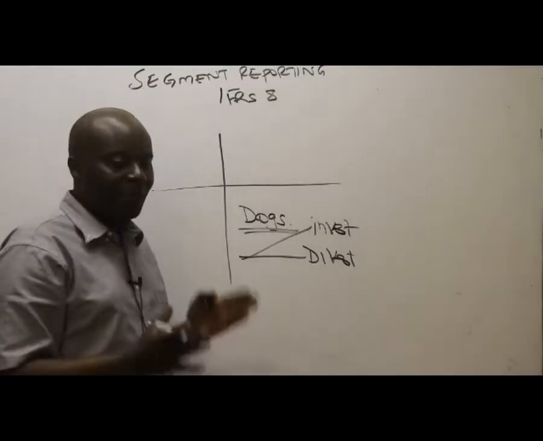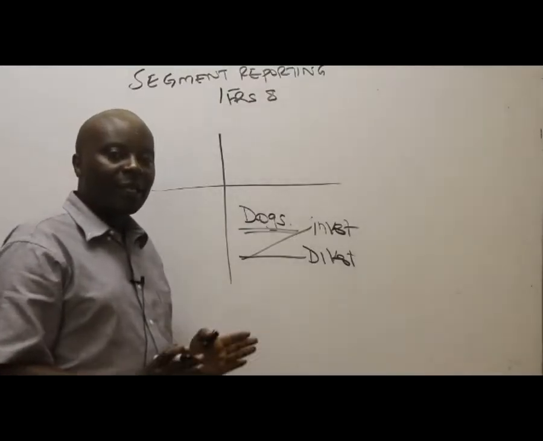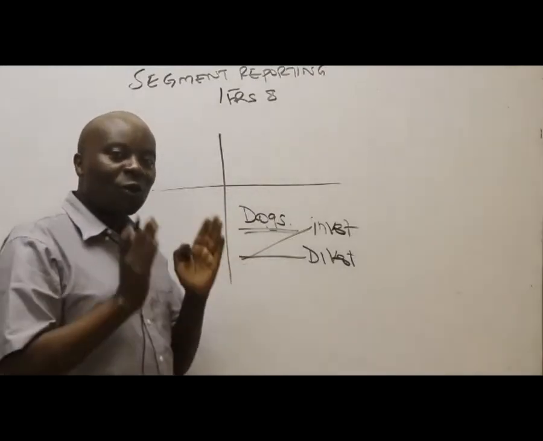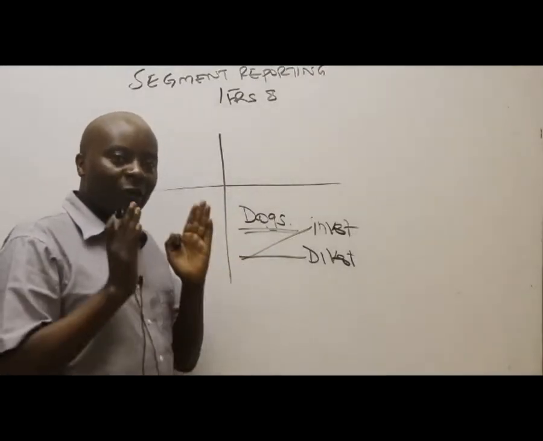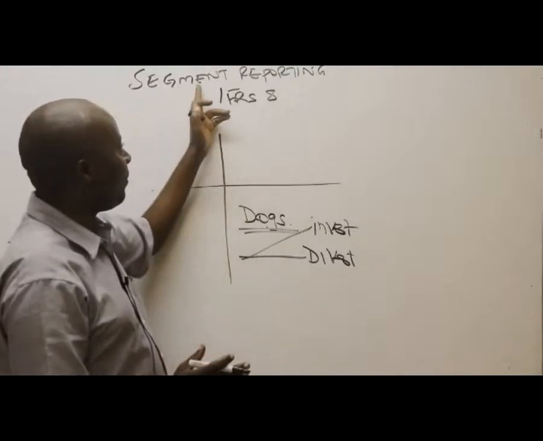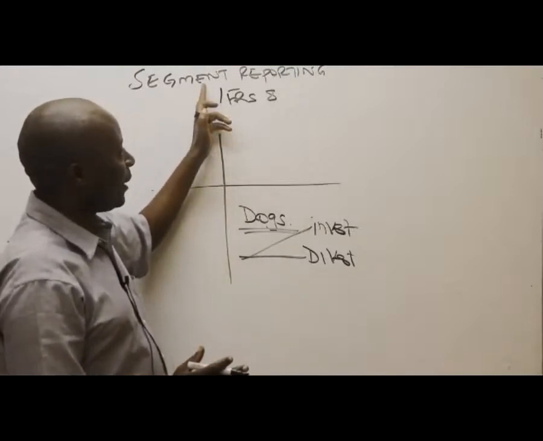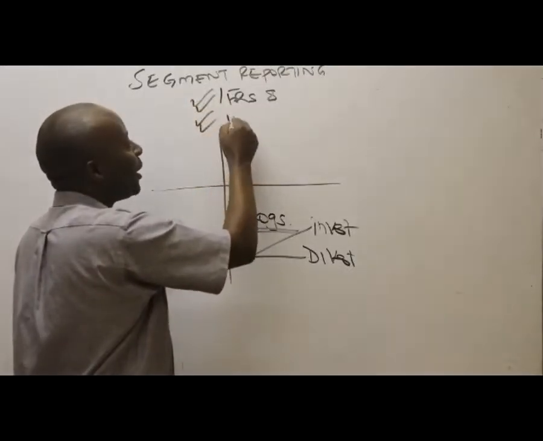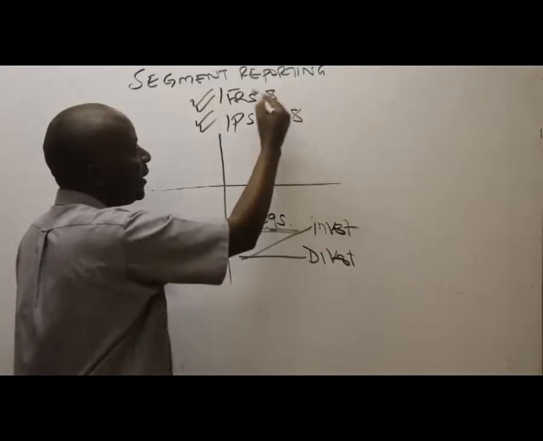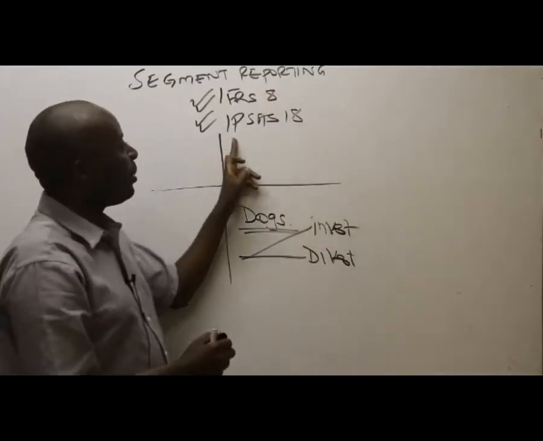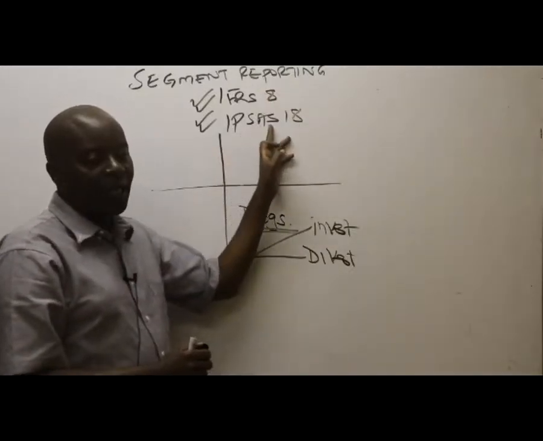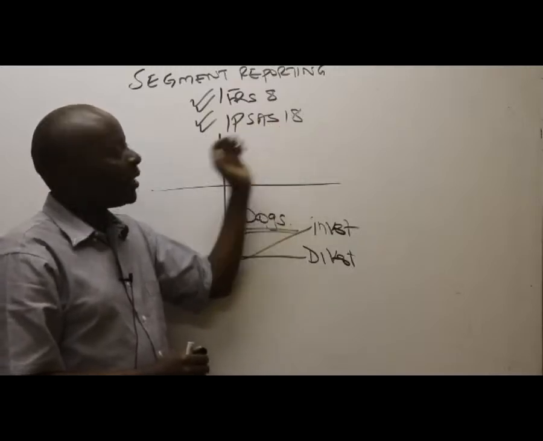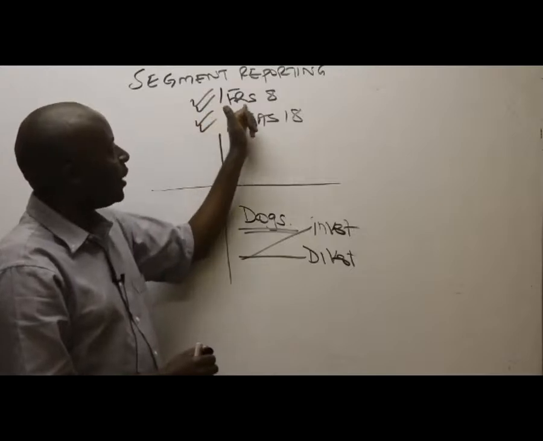It's important. IFRS 8 tells us that as you have your published accounts, you must also ensure that you present your financial information in the form of segments, segmental reporting. And then in the public sector, we call this one IPSAS 18. IPSAS is International Public Sector Accounting Standards.